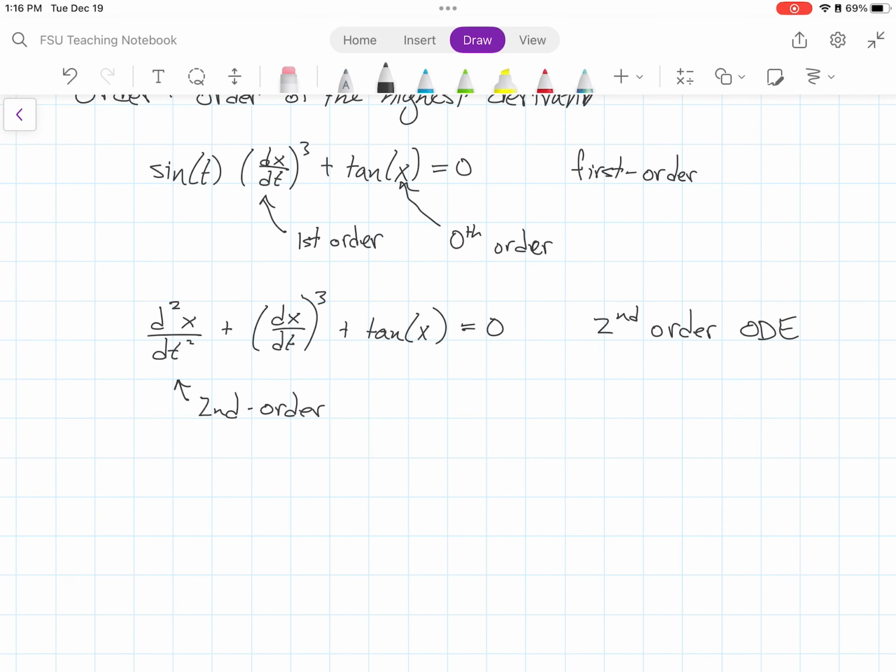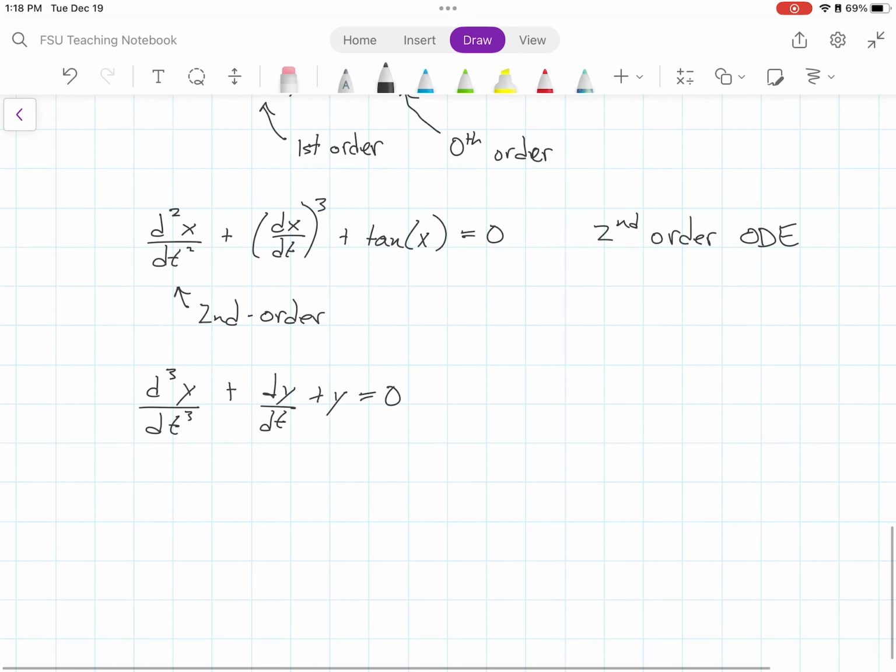We can continue. If we have the third derivative plus dy/dt plus y equals 0, you have a third order differential equation, so this is a third order ODE.